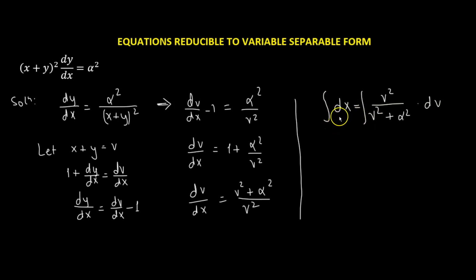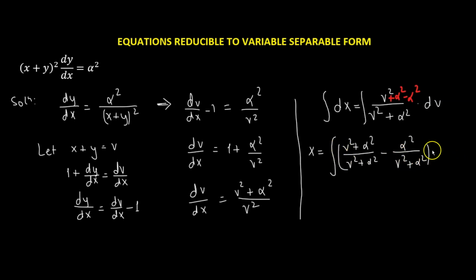The integration of dx is pretty simple. So that's x. To integrate the integral on the right hand side, we'll add alpha squared and subtract alpha squared, so that this differential can be written as v squared plus alpha squared divided by v squared plus alpha squared, minus alpha squared divided by v squared plus alpha squared, dv. So x will be equal to the integral of dv, minus alpha squared, being a constant, we have pulled it out, dv divided by v squared plus alpha squared.